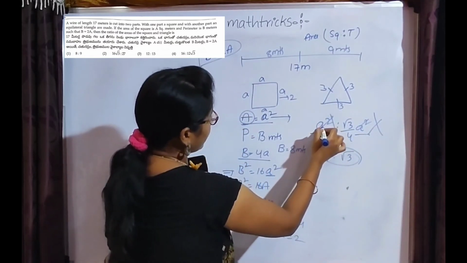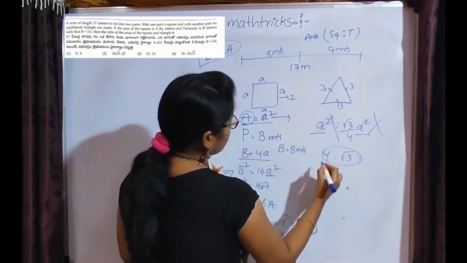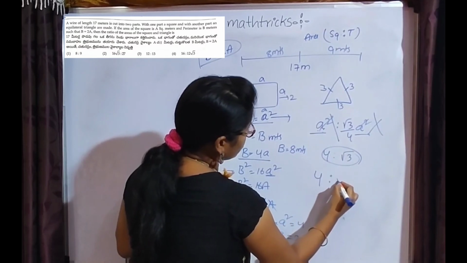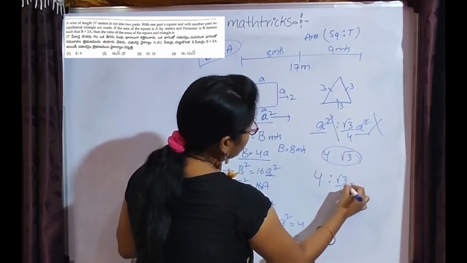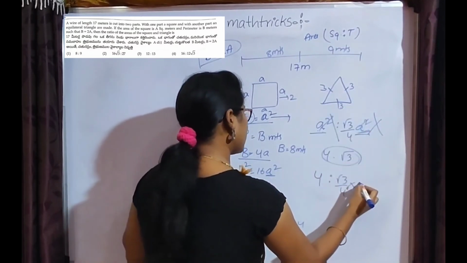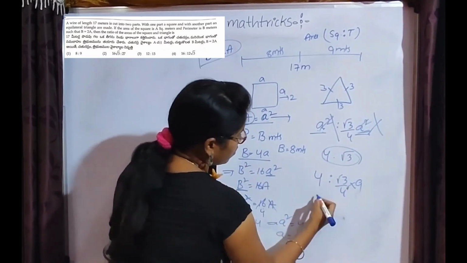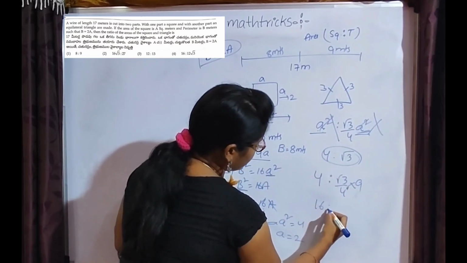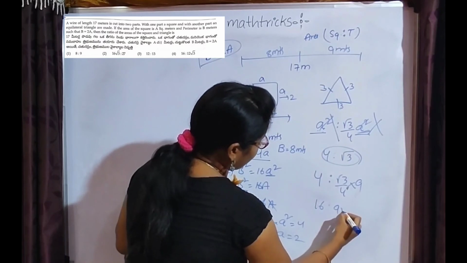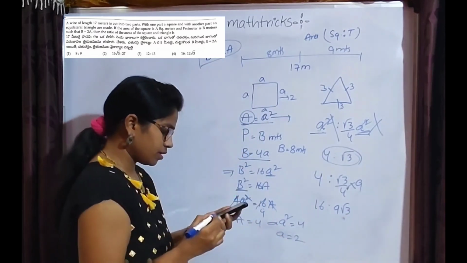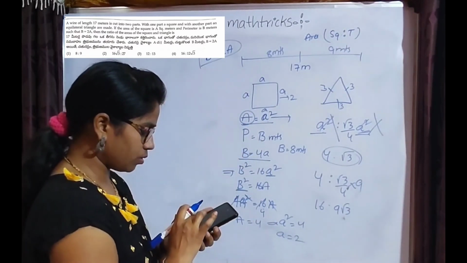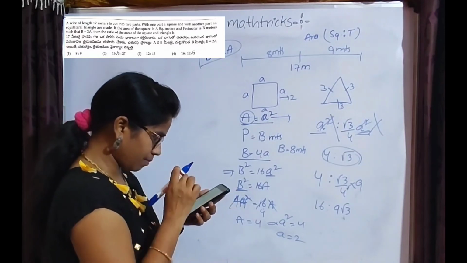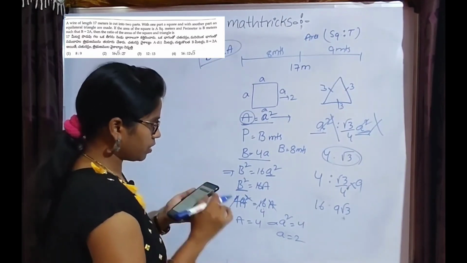So, the area of the square, that is 2 square, 2 square is 4. Root 3 by 4 into the side of the triangle squared, 3 threes are 9. So, writing in this way, 16 is to 9 root 3. 16 is to 9 root 3. But we don't have the options in this manner. So, convert into that manner.